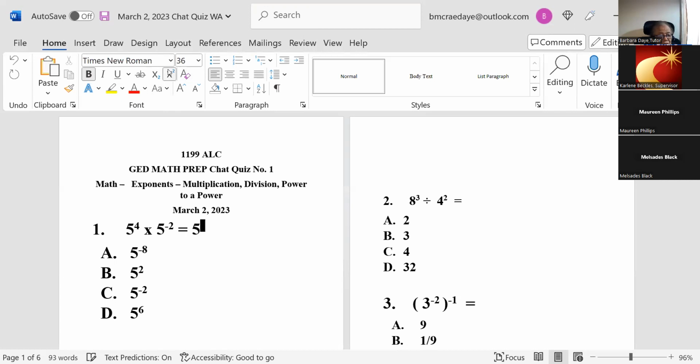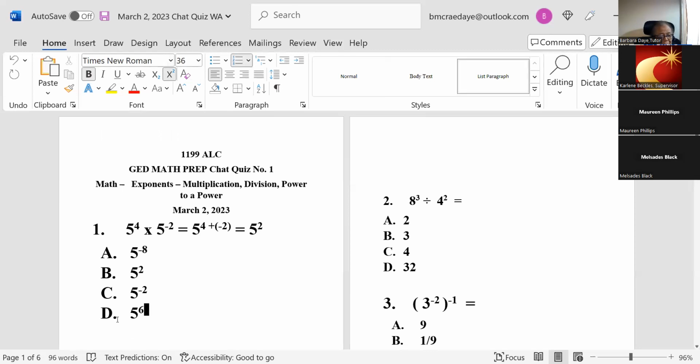So you have 5 to the 4th, right? And you are adding, so this would be plus 2, a negative 2. Oh, yeah. So what would that be equal to, Maureen? What would 5 to the 4th plus a negative 2 be equal to? What would be the power? 5 to the 2. That's it. Very good. 5 to the second power. And that answer was B. Answer B. Mercedes, did you get that?